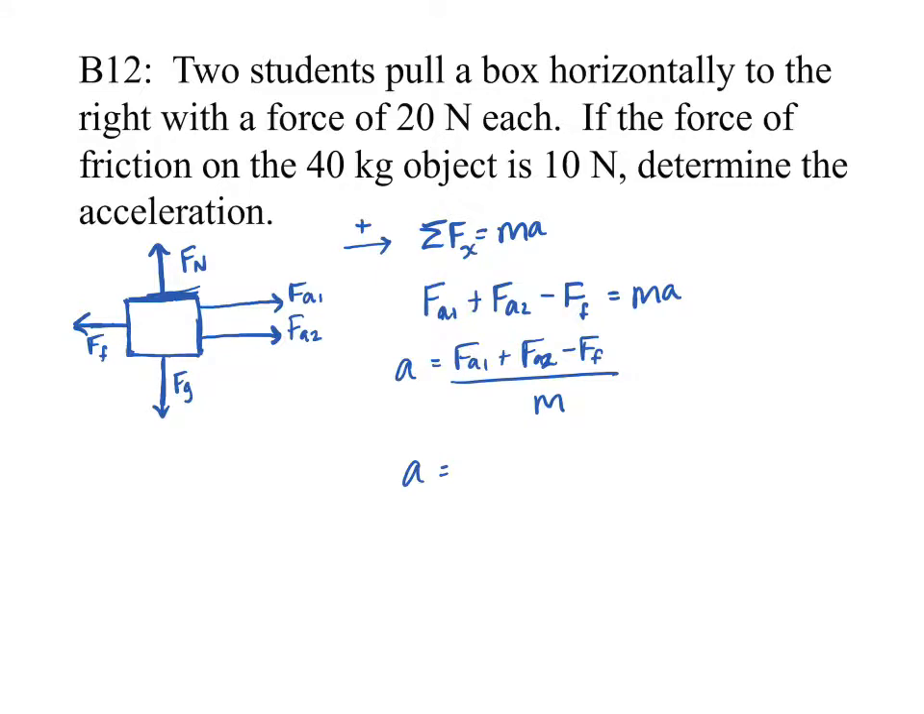So let's do that. Remember, the applied forces by each student were 20 newtons. So I'm going to add 20 newtons to 20 newtons. And then the force of friction was 10 newtons. So I'm going to do that. And then mass was 40 kilograms. Give you that as well. So there we go. So 20 plus 20 is 40 minus 10 is 30. 30 divided by 40 is 3/4, which is also 0.75.